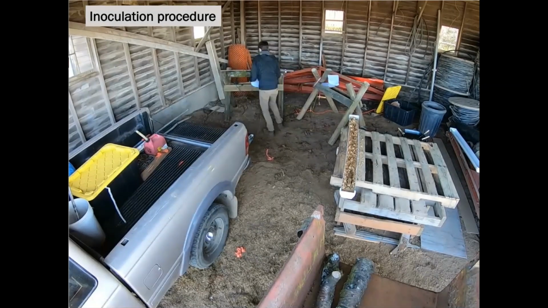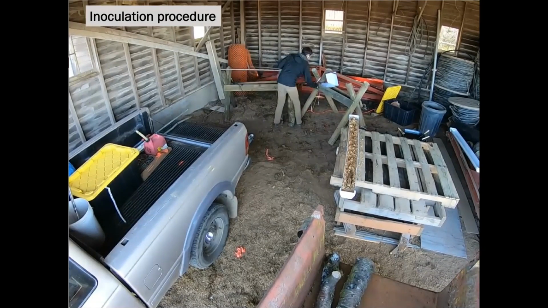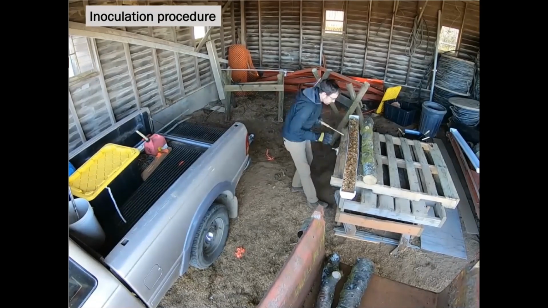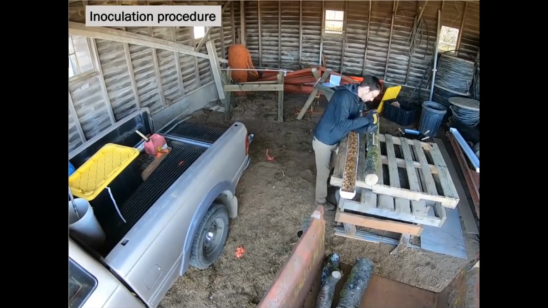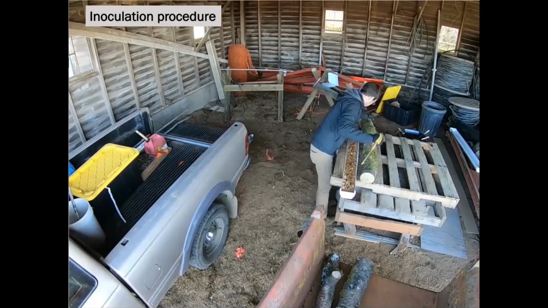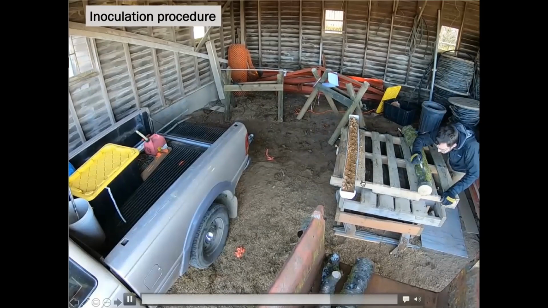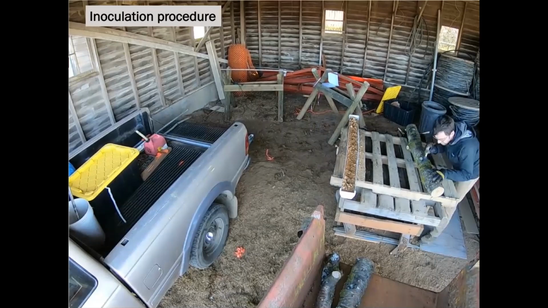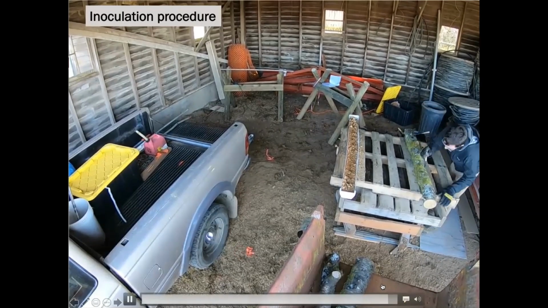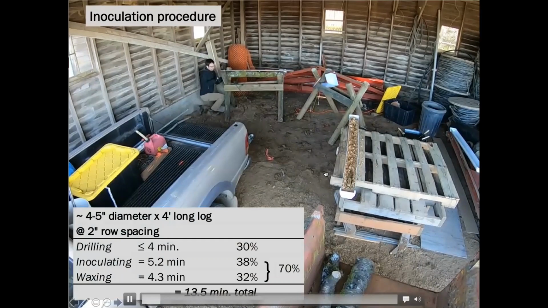So we got logs in the back of the pickup. This is me doing the drilling. So this is sped up, obviously. There's the inoculation. You can see the way that I have it set up so everything is waist level to keep any repetitive stress down, save your back. And I also have it set up so it flows from the truck to the sawbucks, to this. You just roll it over here, and I'm waxing here. And after I'm done waxing, it goes straight into the wagon, which is going to go to the laying yard.